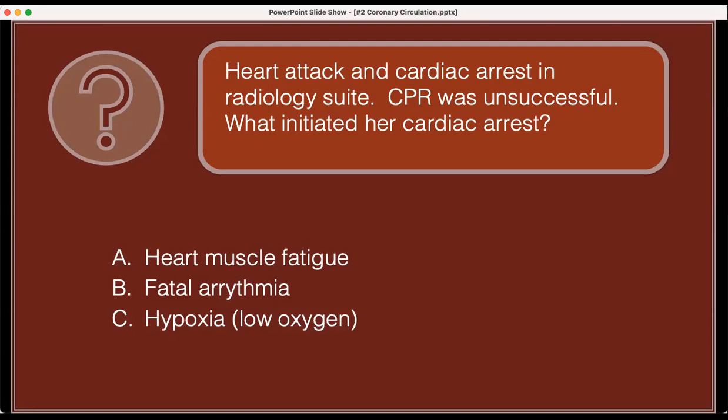So, what would have been the final cause of death, or what initiated her cardiac arrest? Was it heart muscle fatigue, a fatal arrhythmia, or hypoxia, low oxygen? And arrhythmia is spelled wrong, by the way. It looks wrong. Well, the answer is a fatal arrhythmia.